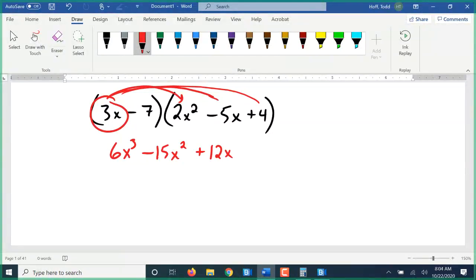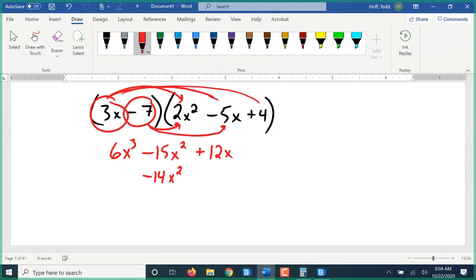Then we move over to the next digit, the negative 7. Negative 7 times 2x squared is a negative 14x squared. Notice I put it under the negative 15x squared so that I remember I can combine those. Those are both x squared. They have the same name or same place value.